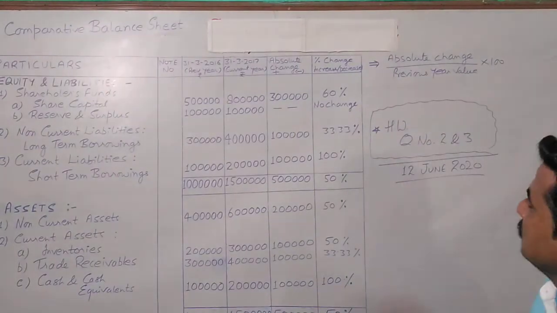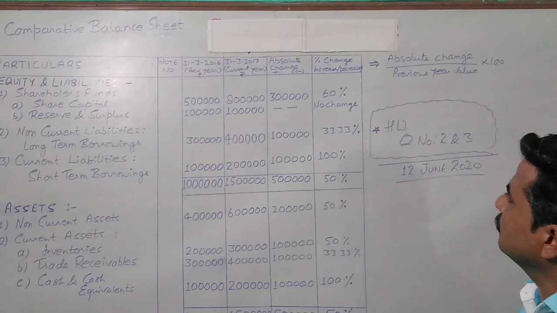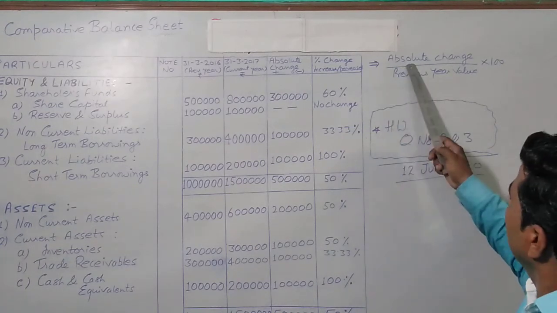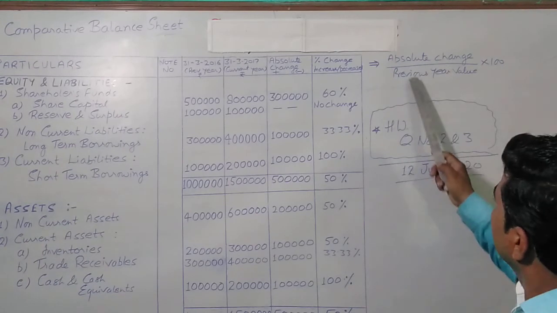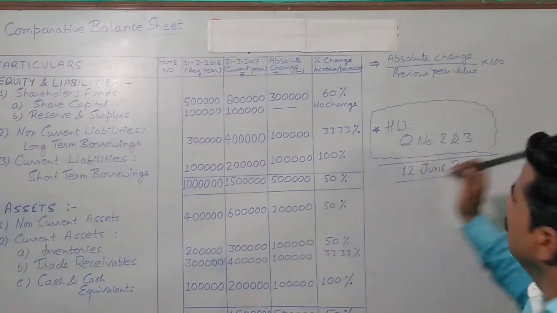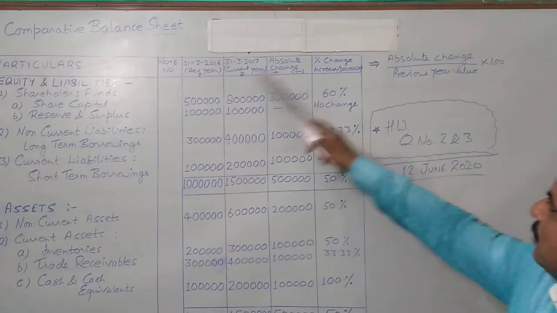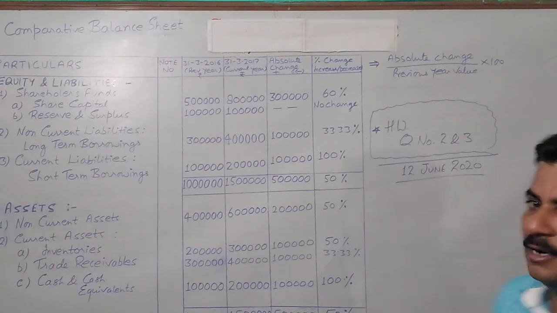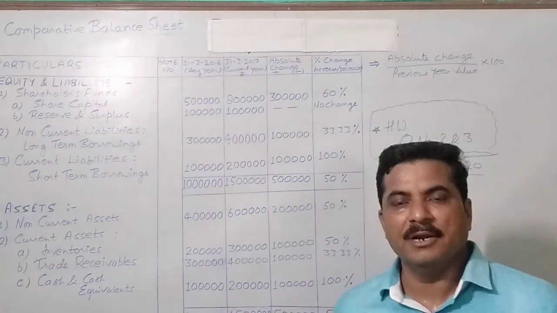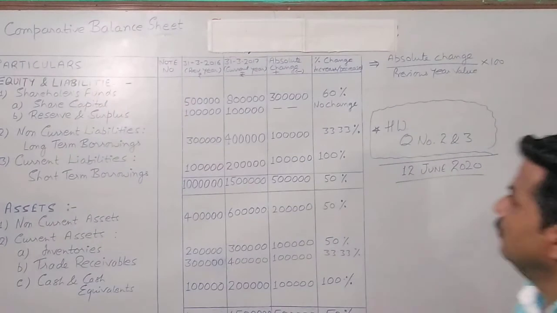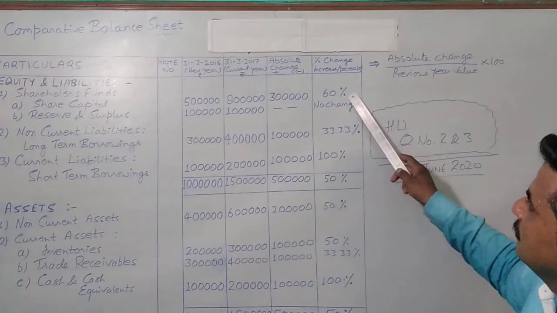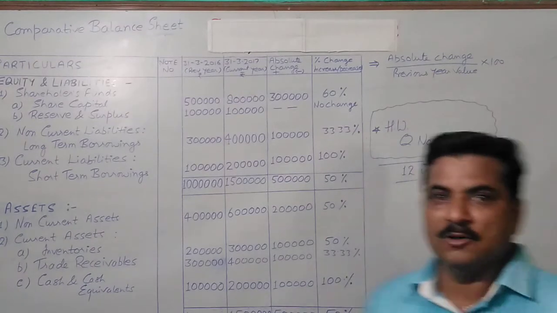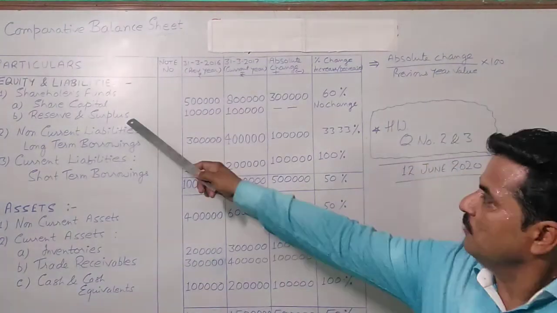Now we have to find out the change in percentage also. The formula to calculate change in percentage is absolute change upon previous year's value into 100. It means we divide the absolute change by the previous year value and multiply it by 100 to get the percentage of increase or decrease in comparative statements. We have a 60% increase in share capital, and no change, no increase or decrease, in reserve and surplus.